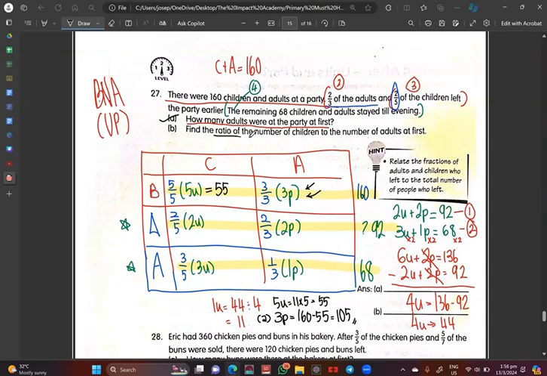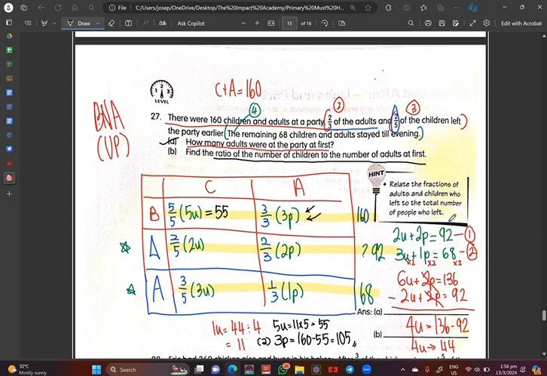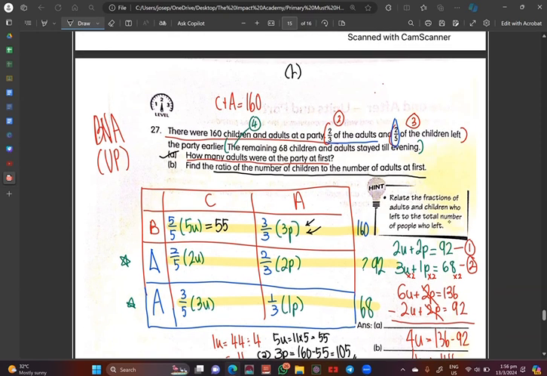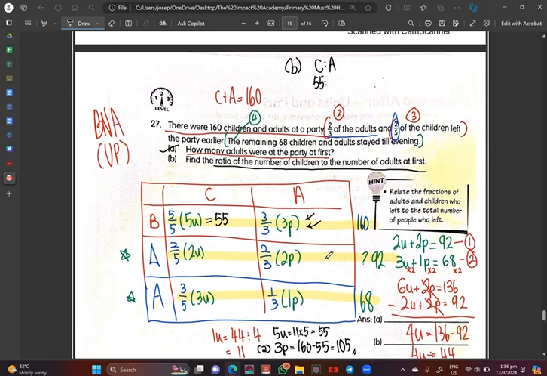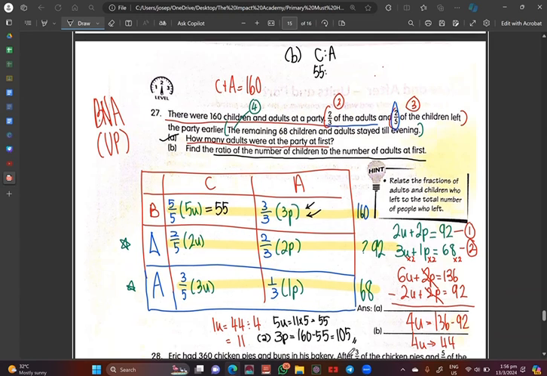Now, after that, they say to find the ratio of the number of children to the number of adults at first. Same thing, right? This is where they want you to get to. So very nice because, okay, I'm just going to write B over here because I have no space. So they want us to find children to adults at first. For children, you can see that it's 55. For adults, you can see adults is 3 parts. So adults is 105. So we have 55 is to 105. When I do 55 is to 105, I obviously have to simplify and I get 11 is to 21. And this is your answer for B.